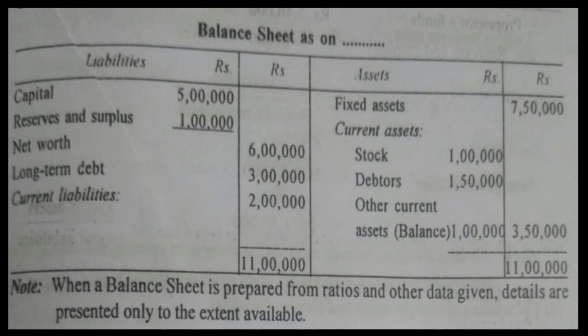So once we know everything, we have to just fill it up in the formula. We know capital 5 lakh, we know reserves 1 lakh, the total is net worth 6 lakh, long-term debt we found as 3 lakh, current liability we know it is 2 lakh, and fixed asset is 7,50,000. From the stock we know 1 lakh and 1,50,000 is debtors, the remaining is 1 lakh. Actually, the total current asset is 3,50,000. The 3,50,000 is divided in this way. We know stock is 1 lakh and 1,50,000 is debtors, the remaining is other current asset. So therefore the balance sheet will tally now. It will be 11 lakh on both sides. Okay, that's it. We'll go to the next slide now.